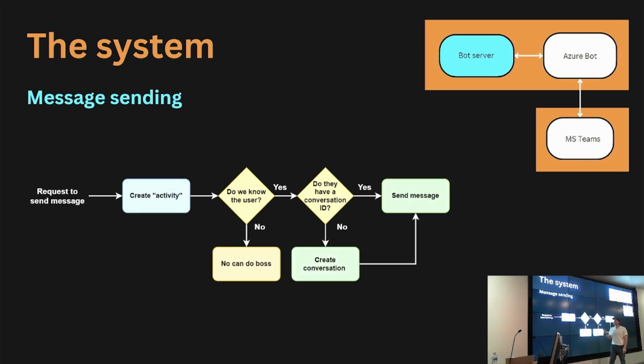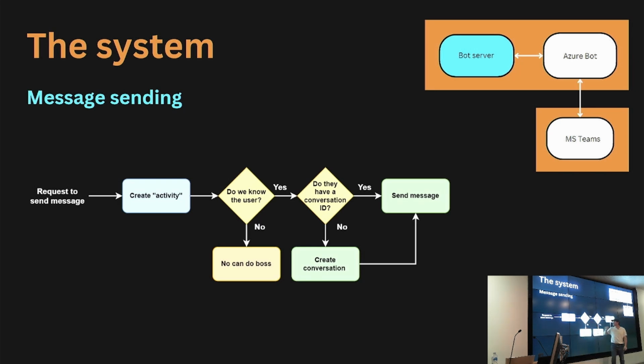Now, the other way is the message sending bit. So this is relatively straightforward. If TeamGage sends our bot server a message saying, hey, send this message to Matt at teamgage.com, we create an activity that's just Teams' libraries, kind of generic. It could be a text message. It could be a message with an attachment. It could be an image. It could be anything that you can send via Teams.